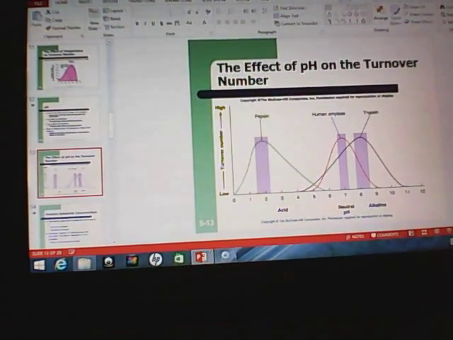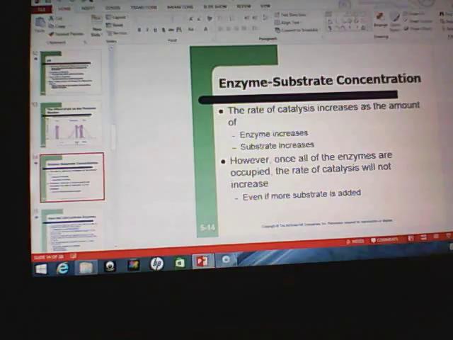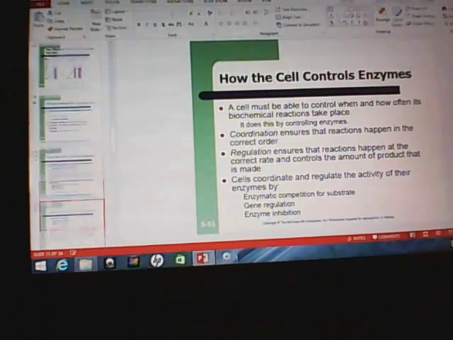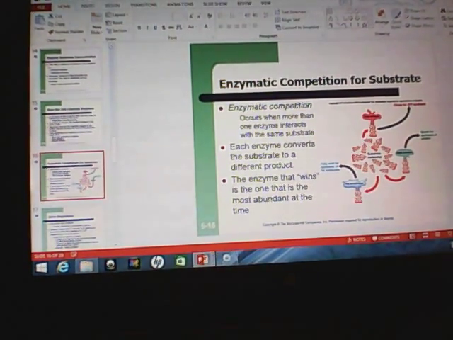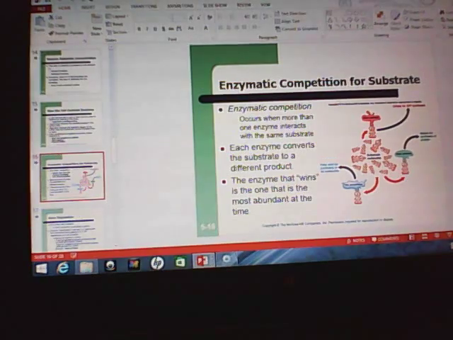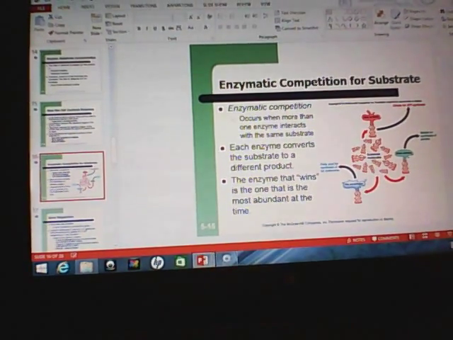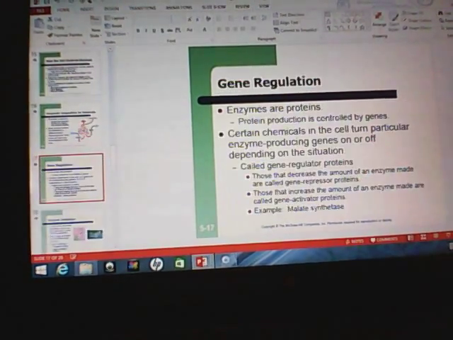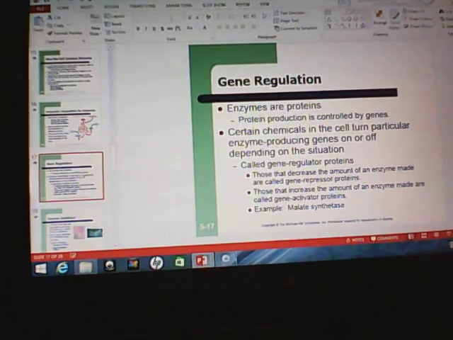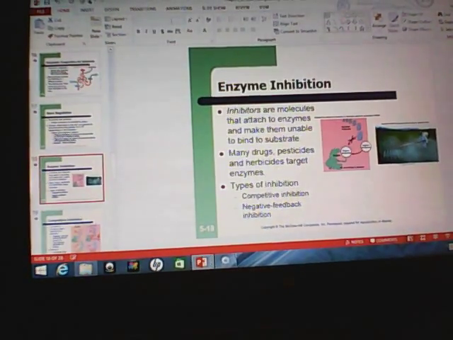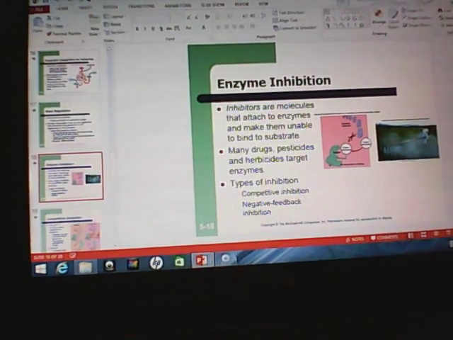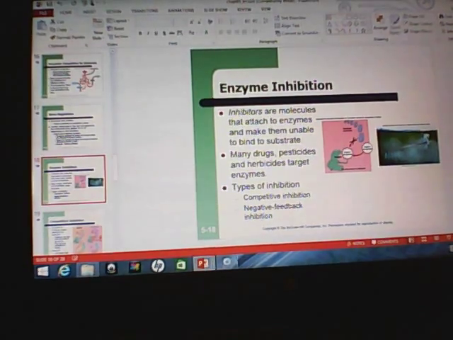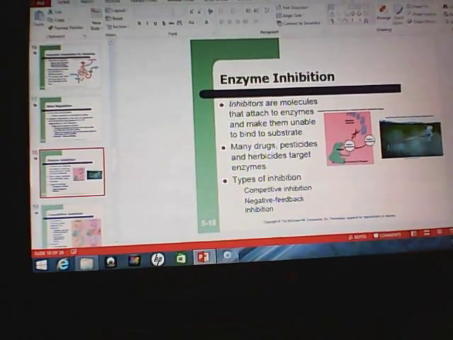Looking at how enzymes are controlled, knowing that substrate concentration helps control enzymes. The enzyme that wins is the one that's most abundant at the time. It can convert the substrate to a product because there's more of it. You have enzyme inhibition, knowing that you have ways that an enzyme can be inhibited so that it is inactive.